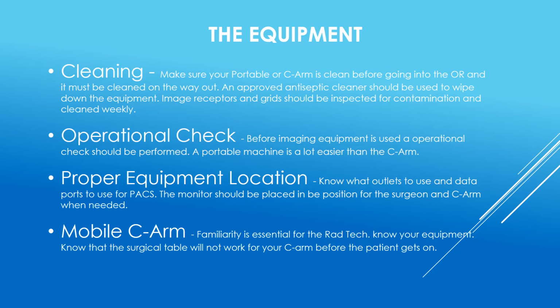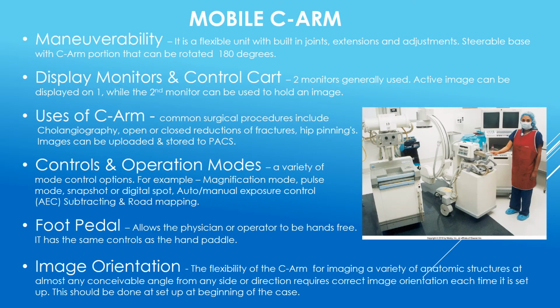Mobile C-arm. Familiarity is essential for the radiologic technologist. Know your equipment. Know that the surgical table will not work for your C-arm before the patient gets placed on it. Mobile C-arm. Maneuverability. It is a flexible unit with built-in joints, extensions, and adjustments, a steerable base with a C-arm portion that can be rotated 180 degrees.